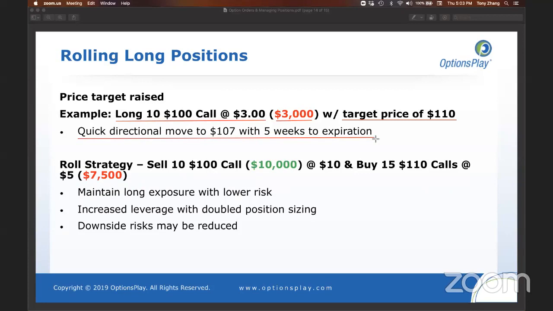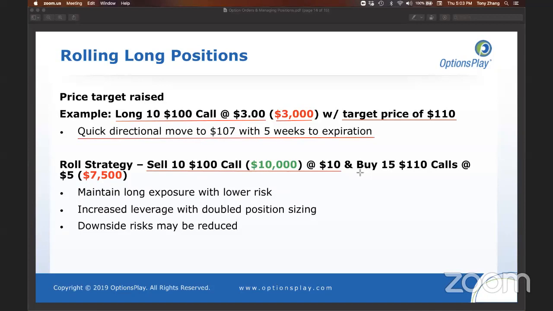So this might be maybe an earnings trade that you make, where some kind of catalyst that you didn't really expect happened, that quickly moves the stock in the direction that you expected, where now instead of thinking that this stock will go to 110, you now think the stock is going to go to 120. What can you do? So here, what we're advocating is you still want to sell those 10 contracts of the calls that you purchased. Let's say these calls are now worth $10. So now you're able to sell this for a $10,000 credit.